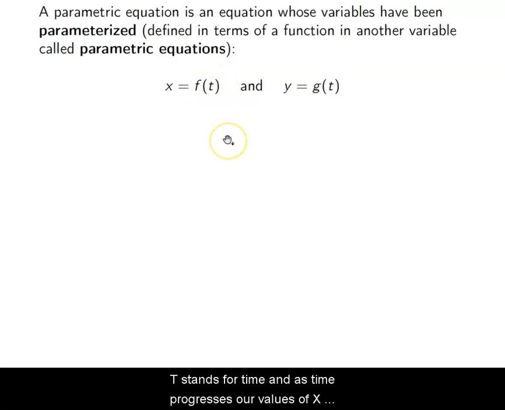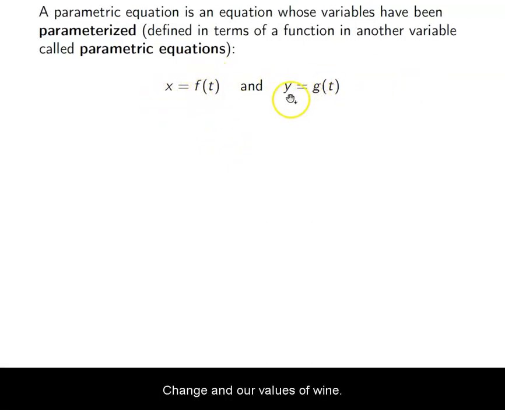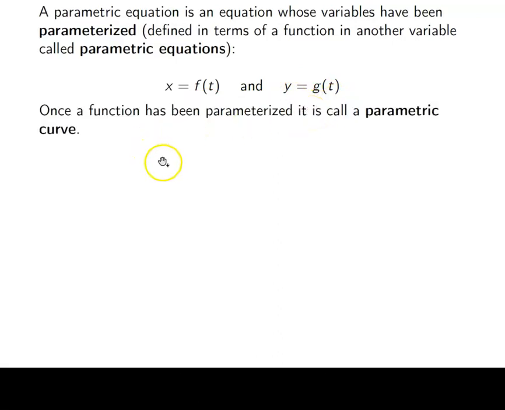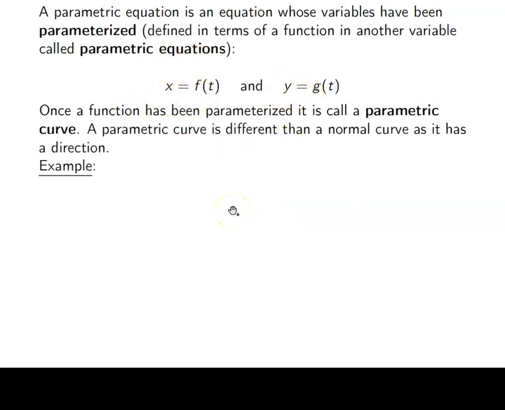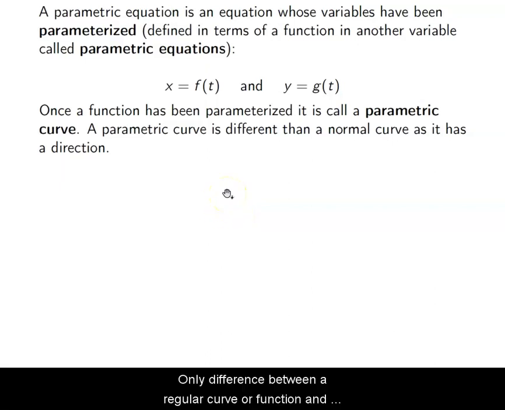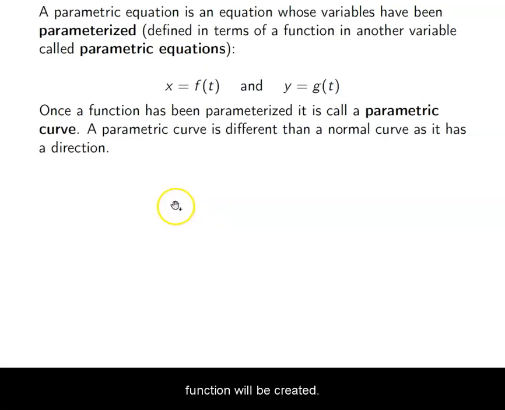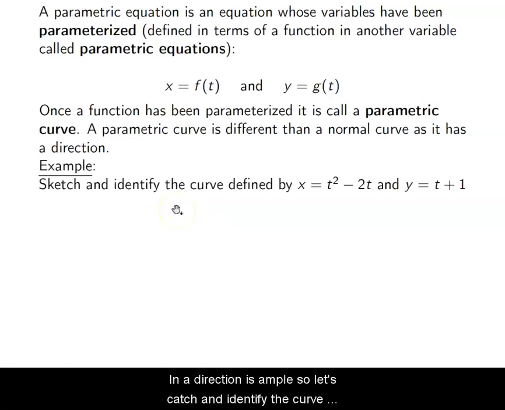T generally stands for time, and as time progresses, our values of x change and our values of y change. The curve that's created from a set of parametric equations is called a parametric curve. The only difference between a regular curve or function and a parametric curve is that a parametric curve has a direction. There's a certain direction that it flows because time only moves in one direction. So as time moves forward, our function will be created in a direction. Okay, so let's start an example.